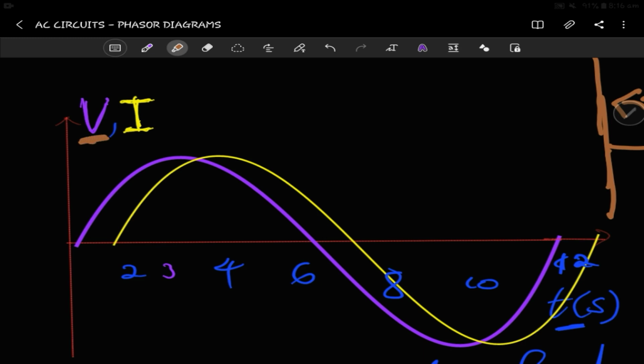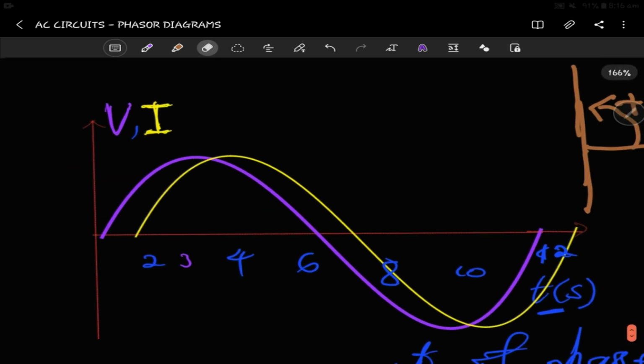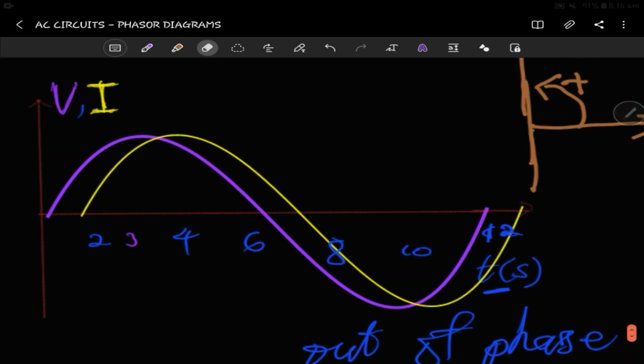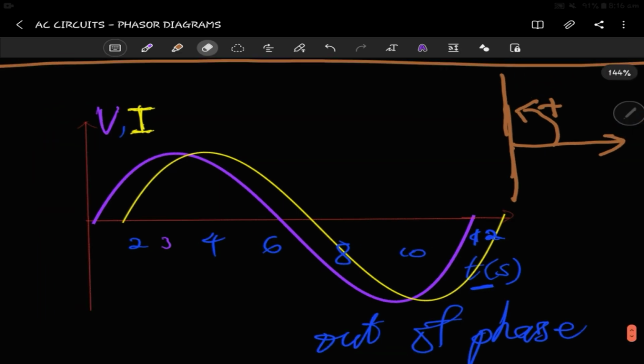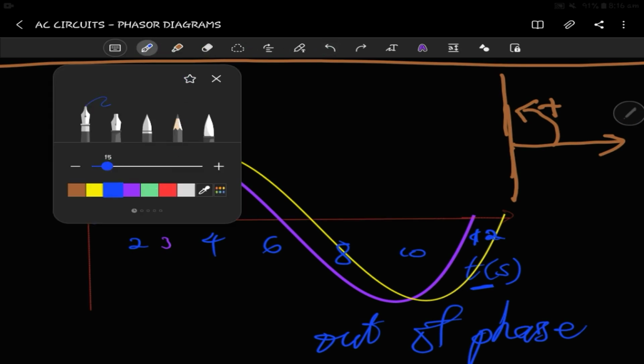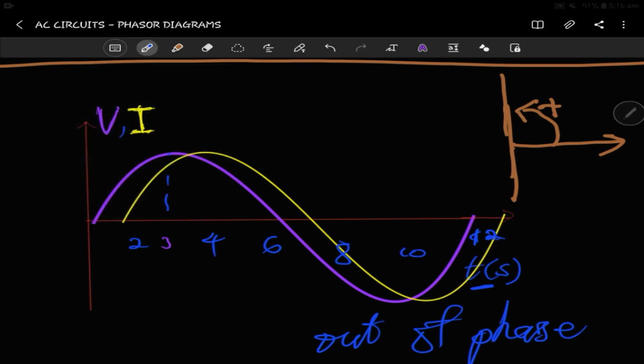It's very clear that the voltage, which is the purple line here, is the one that gets to its peak first, right? Because that's the one that gets to its peak first, or the one that starts first, we say it's leading. You could see that that particular one gets to its peak first, before this one does.